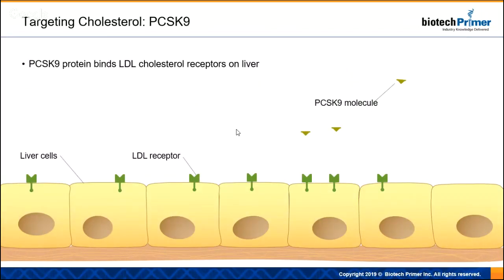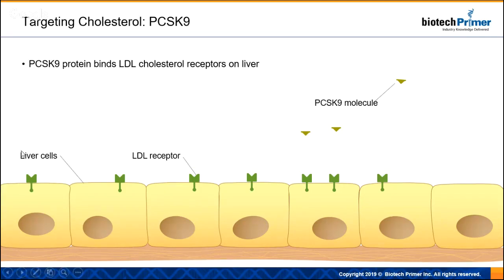Finally, PCSK9 is a new type of cholesterol inhibitor that first came onto the market a few years ago. This slide first requires a little bit of background on what PCSK9 is. PCSK9 is a protein that binds LDL receptors on the surface of liver cells. The normal function of LDL receptors is to absorb excess LDL, low density lipoprotein cholesterol, which is the bad type of cholesterol, the type associated with heart disease.